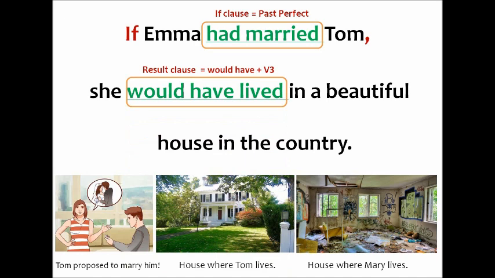See in the picture, Tom proposed to marry him, but she refused. She didn't want to marry him. And you see two types of houses. This is the house where Tom lives and the house where Mary lives now. She would have lived in a beautiful house in the country if she had agreed to marry him.